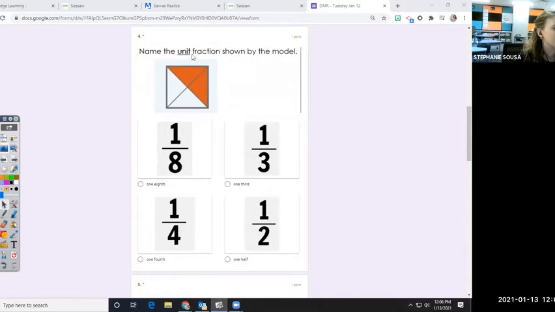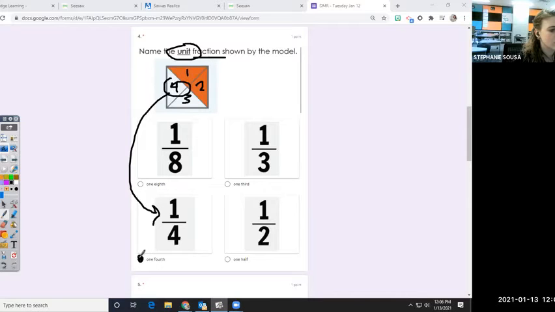Number 4, name the unit fraction that shows by the model. Well, there are 1, 2, 3, 4 parts in this. There's only one answer that has 4 parts. So that's one clue that it's 1/4. Another clue is unit fraction, one part of a whole. One part of this would be called 1/4. Questions on that one? 11.